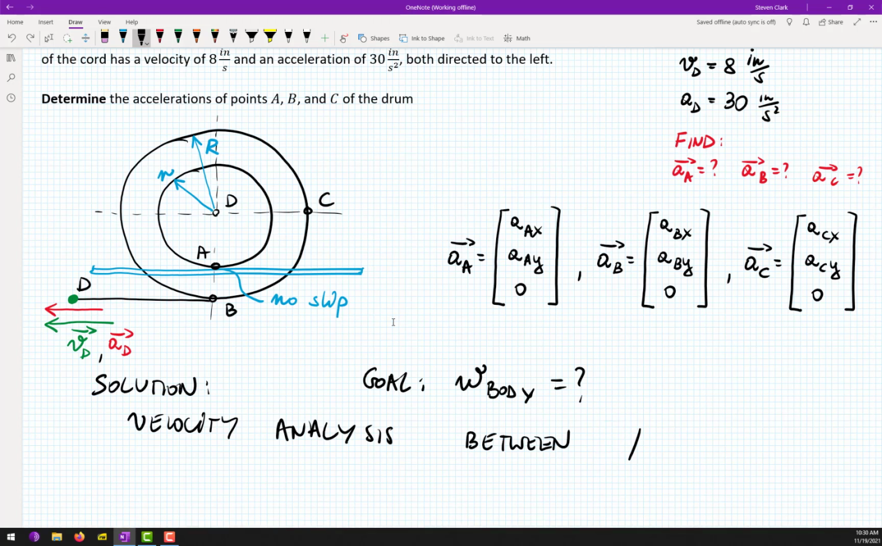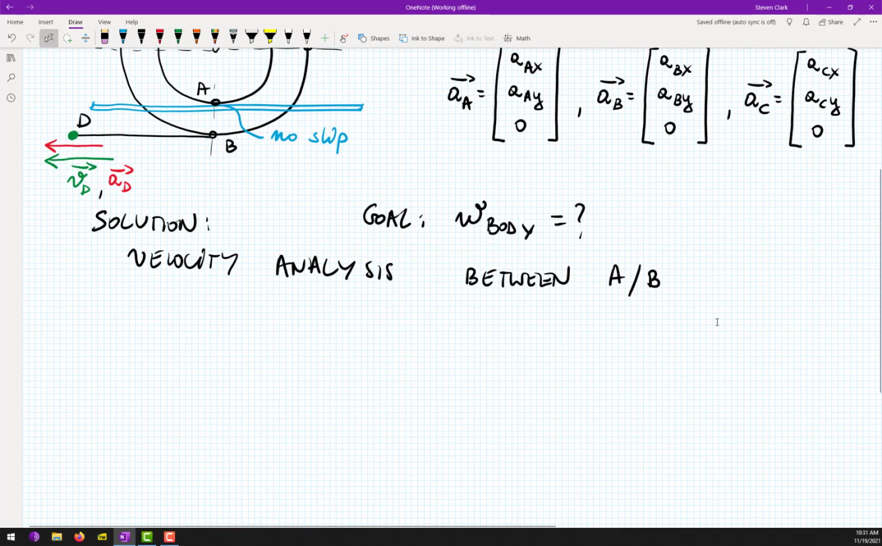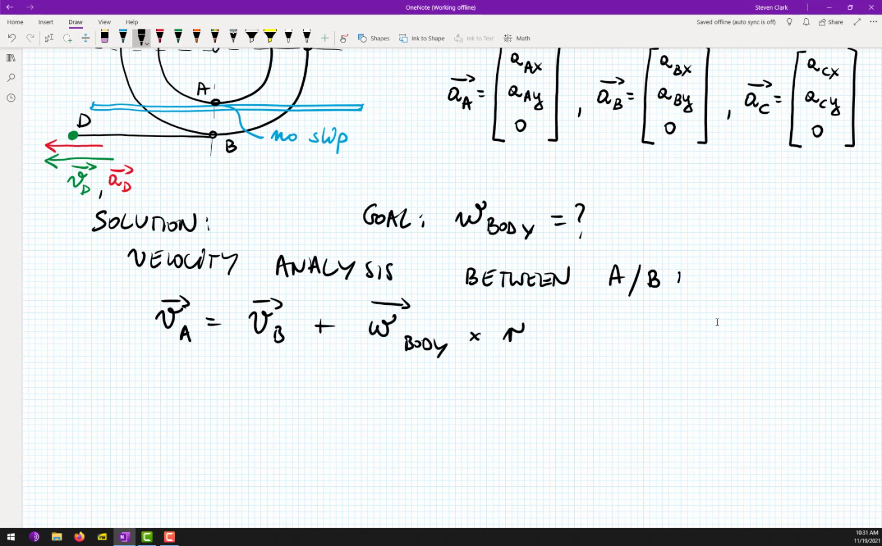Anybody? Jason? A and B, yeah. So it can be A and B or B and A, whichever. In my notes, I have between A and B. So I can write velocity of A is equal to velocity of B plus omega of the body times RAB. Okay, there is no slip at point A, so velocity of A is 0.